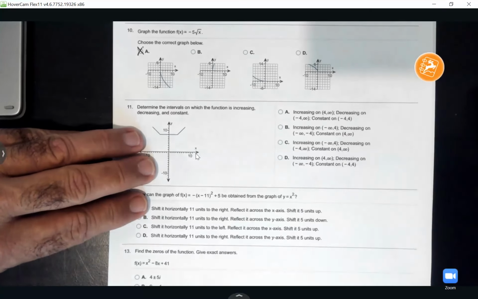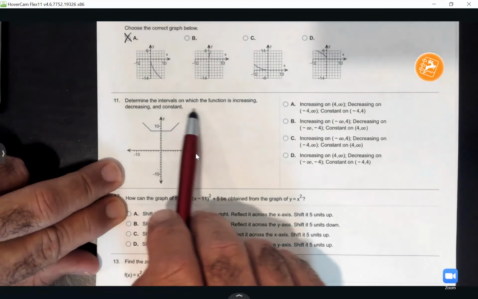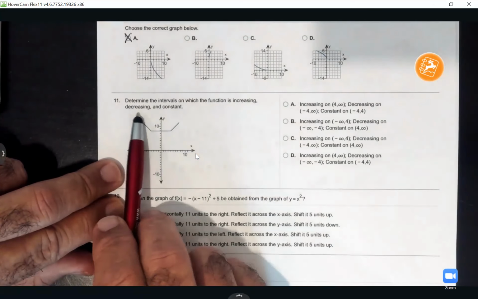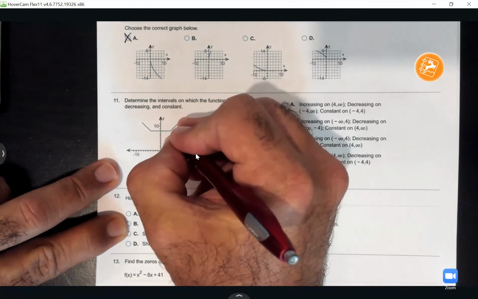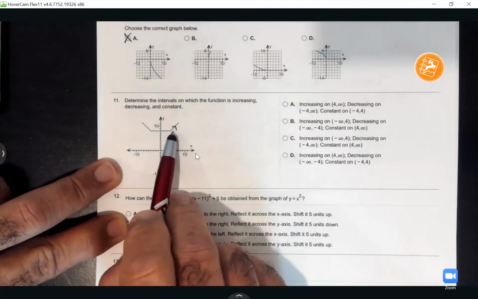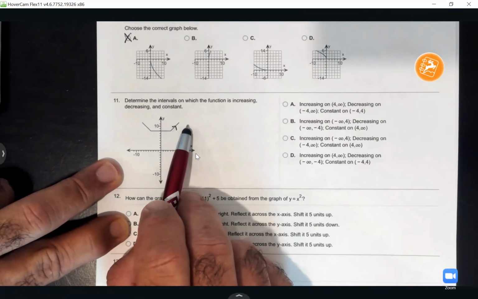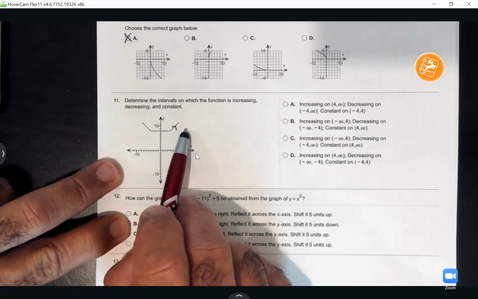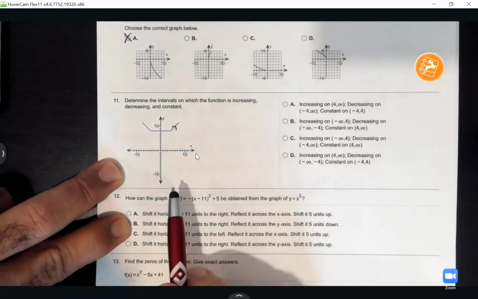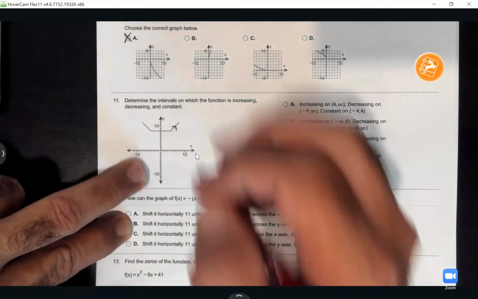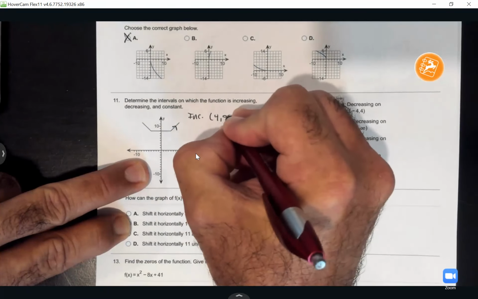So let me zoom in just a little more on this one. Look what it says: determine the intervals on which the function is increasing, decreasing, and constant. Increasing is going uphill left to right. So the only one going uphill left to right is this third little section here. What I want to know is, on what interval is it increasing? So 4 to infinity. Increasing, we're going to say, is 4 to infinity.